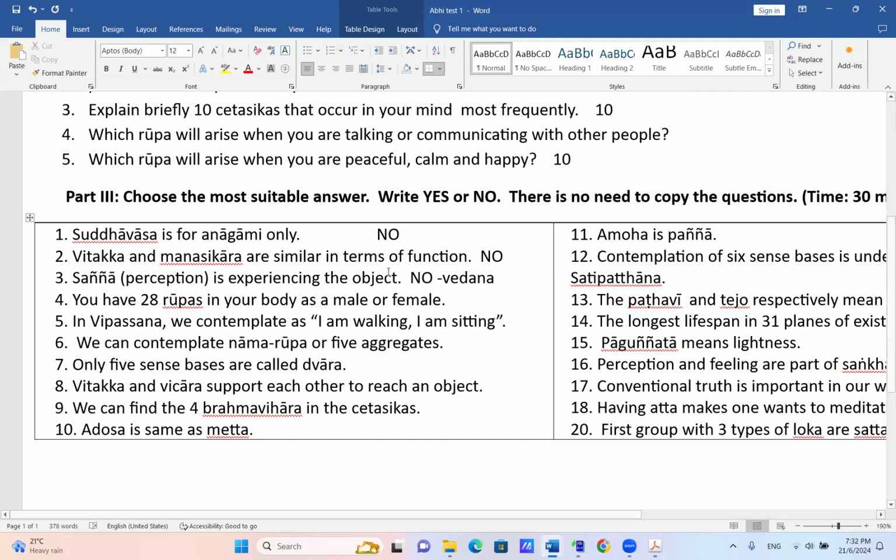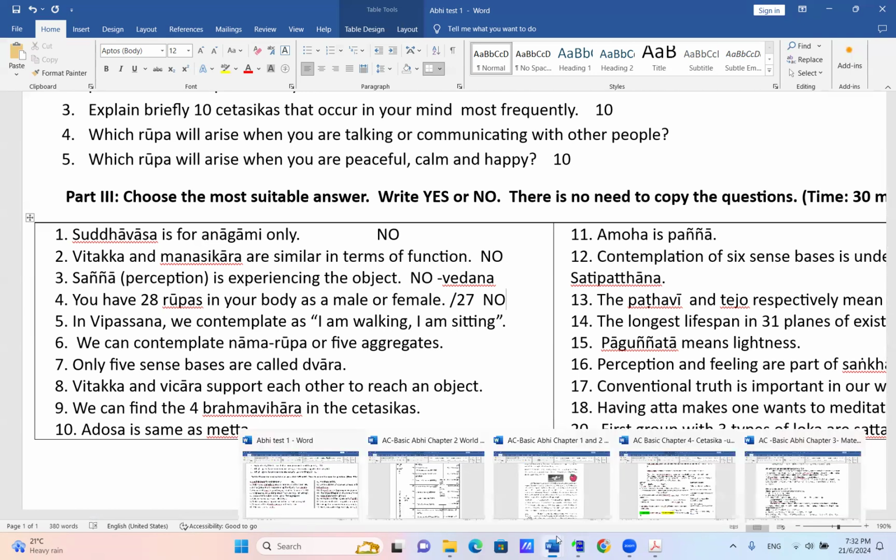Okay, now number 4, some people also make a mistake. The question is, do you have 28 rupas in your body as a male or female? I already mentioned here, if you are male, then you don't have the female things, and if you are female, you don't have the male things. So most of us only have 27, not 28. This is a tricky question to see if you can answer correctly. So the answer is also no. Some say yes, but actually it's no, because if you are male, you don't have female.